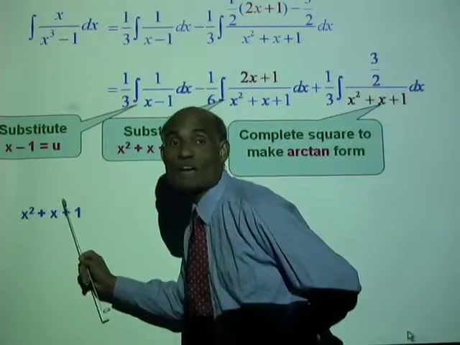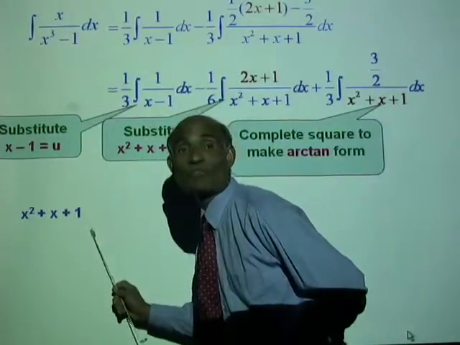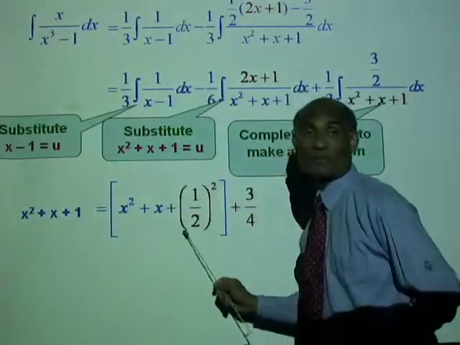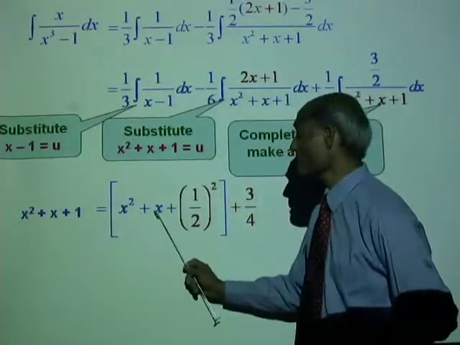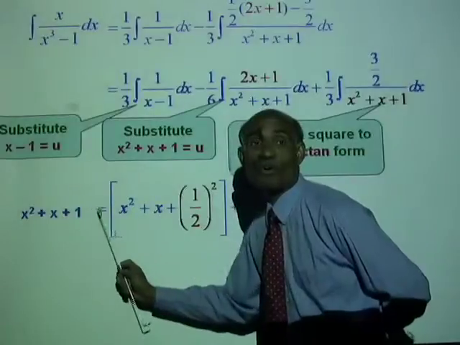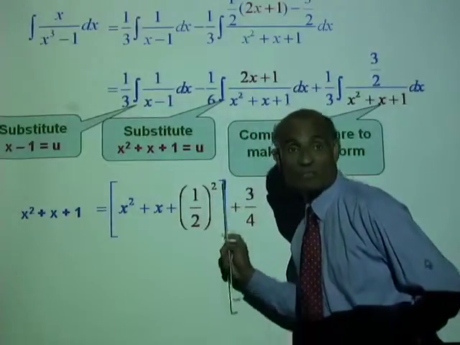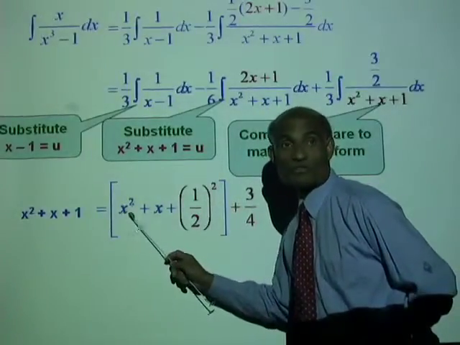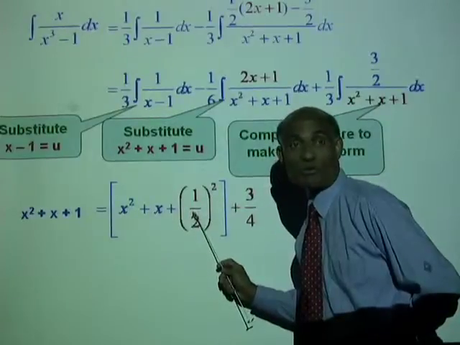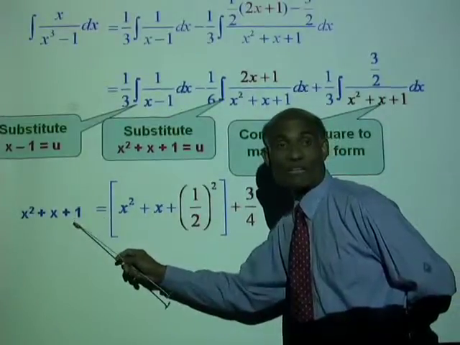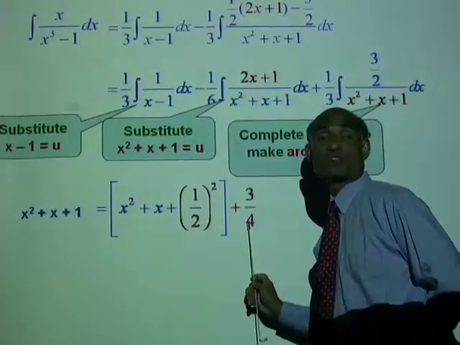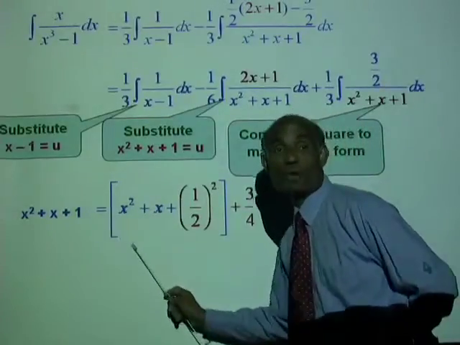Now 1 can be written as 1/4 plus 3/4. So look at this. It will be x squared plus x plus 1/4, which is 1/2 to the power of 2. So this is x squared plus x plus 1/4, and what is left of that 1 is now 3/4. Now how do you write this one now?